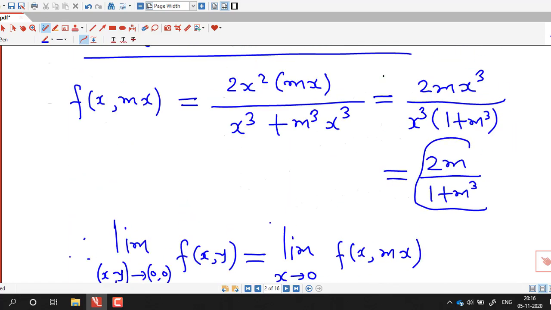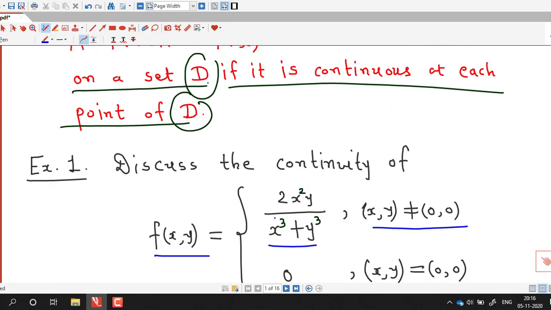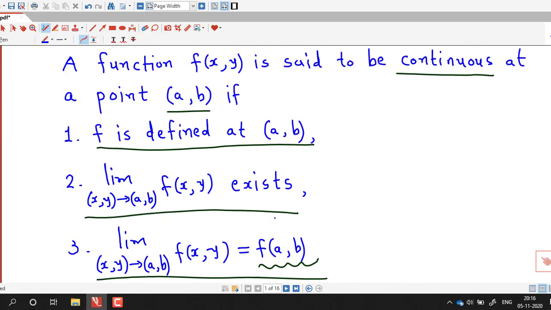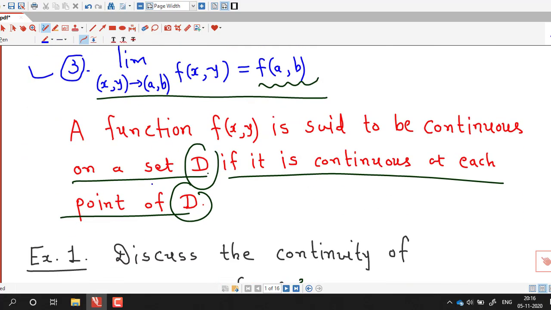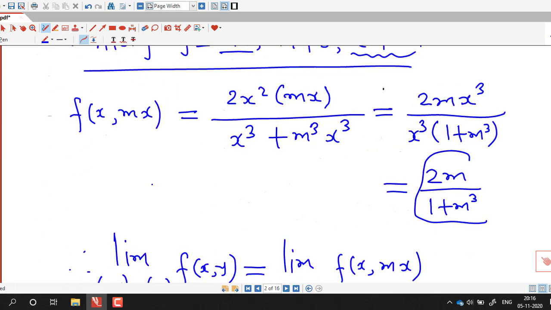So if we know how to check the limits, then it is very easy to check the continuity. The main requirement is that limit exists. These two are also required, but the main part to check is whether limit exists or not. Because the first and third conditions are very easy to check, but for the second condition we must have knowledge of how to check whether limit exists or not.